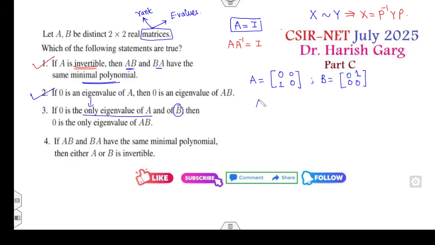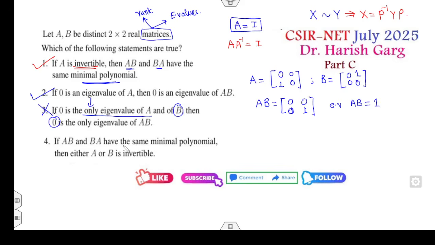So is it true? Can you find the value of AB? The first value will be 0, first column 0. This number will be 0 and this is 1. So can you find the eigenvalue of AB? The eigenvalue of AB is 1. But the option said 0 is the only eigenvalue. That's a wrong option.